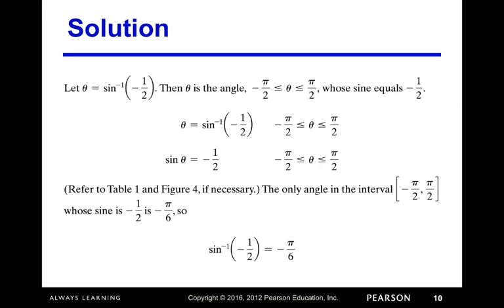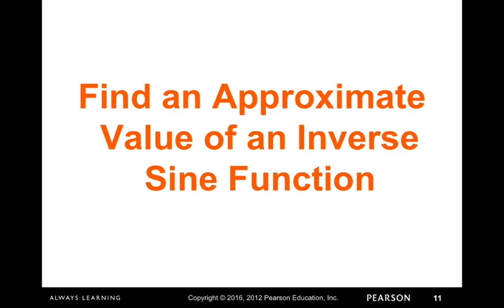So the angle that has a sine of negative 1/2 has to be between negative pi over 2 and pi over 2. And that will be negative pi over 6. And that's the only angle in the interval that has that sine of negative 1/2.